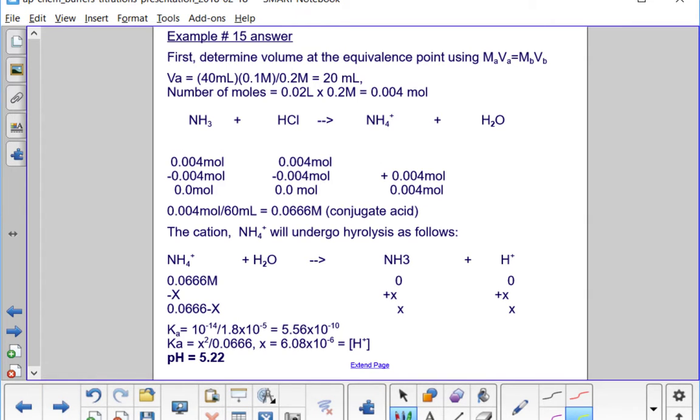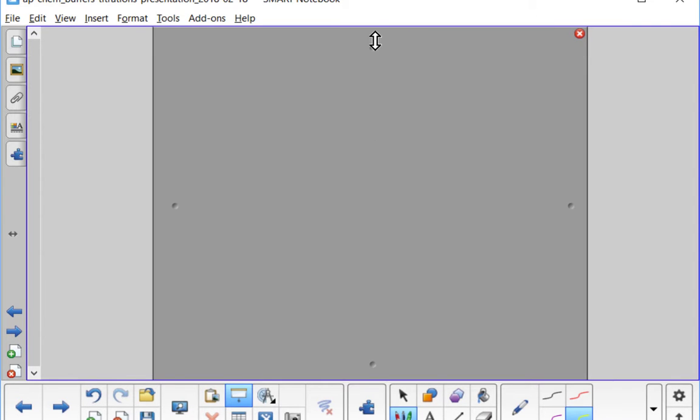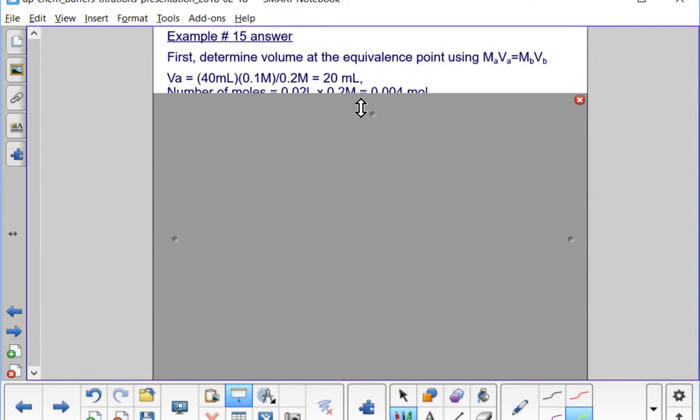All right, let's start by finding the number of moles that we have at the equivalence point. In order to do that, we have to find the volume of the acid at the equivalence point. So using that MAVA equals MBVB and the given amounts for the base, NH3, and the concentration of the acid, we find that that happens after the addition of 20 milliliters of acid.